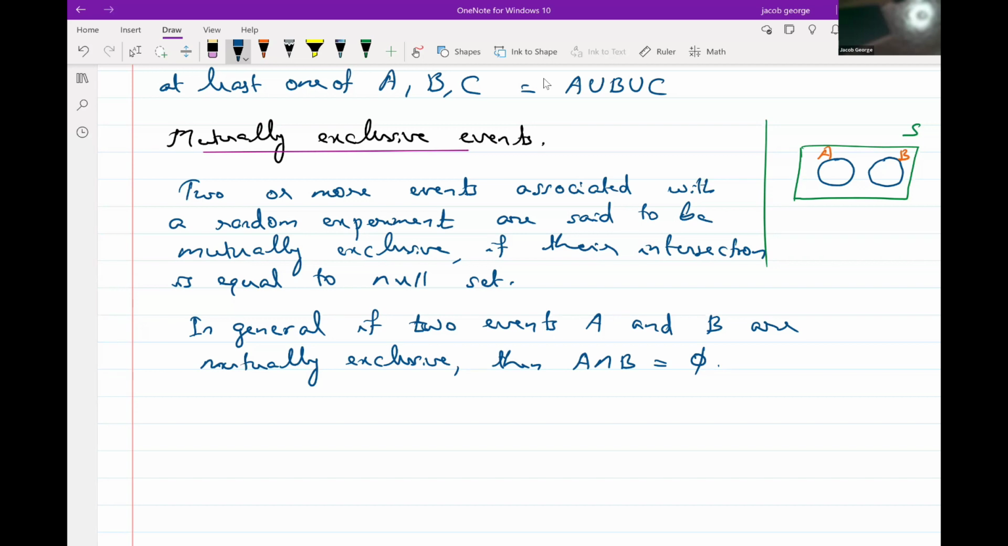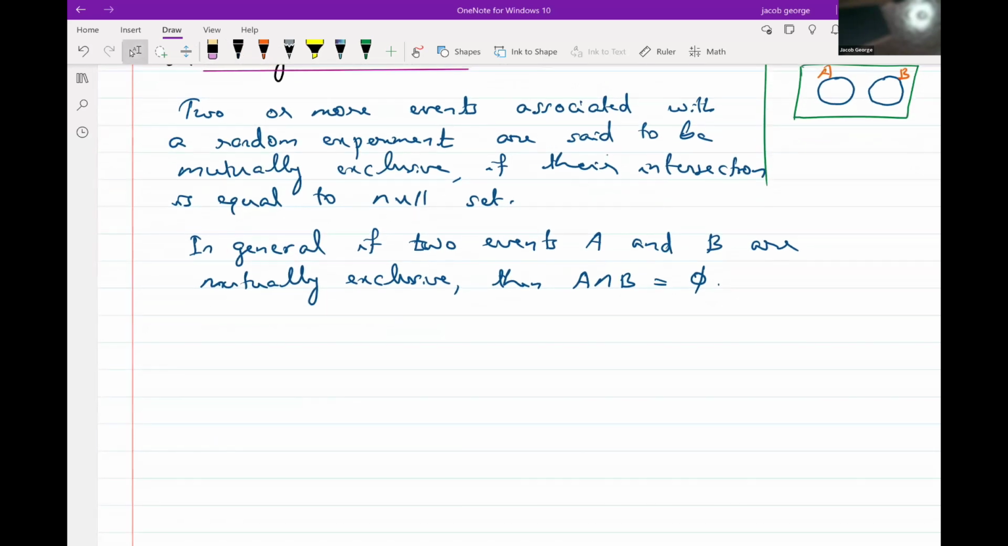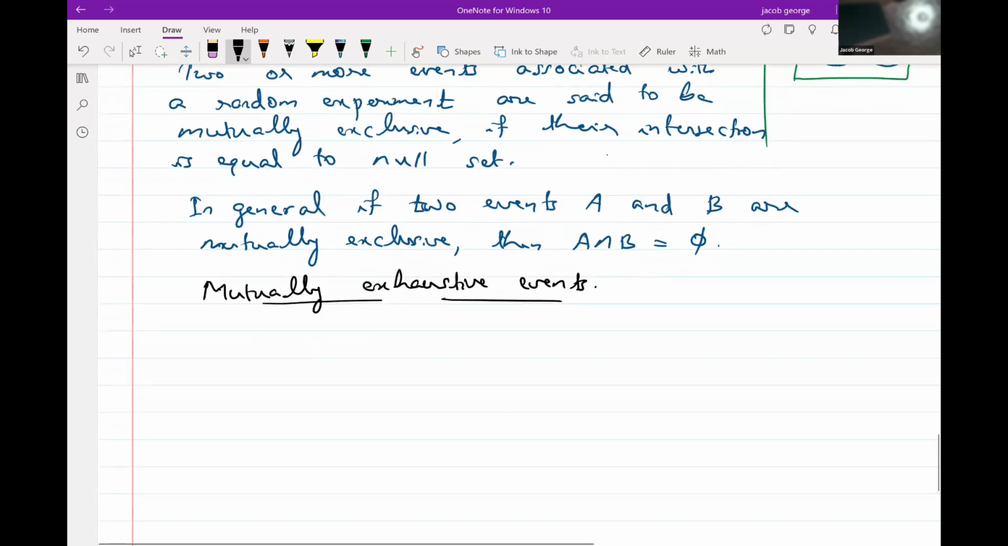Okay, next is mutually exhaustive events. A similar word is there, but this is different. Mutually exhaustive events. So please write mutually exhaustive events.